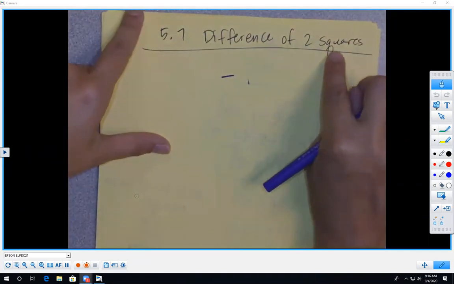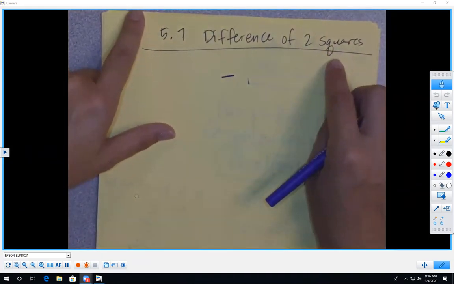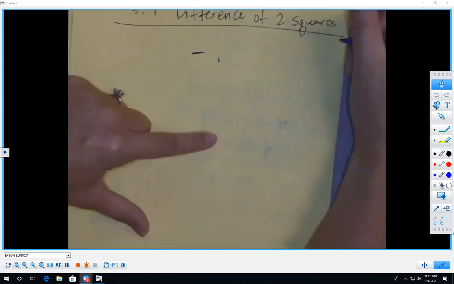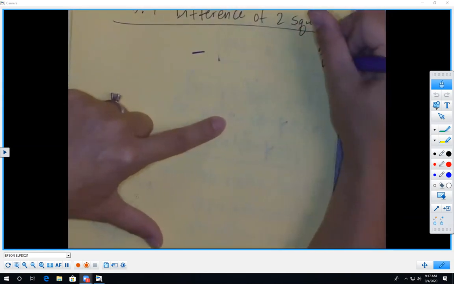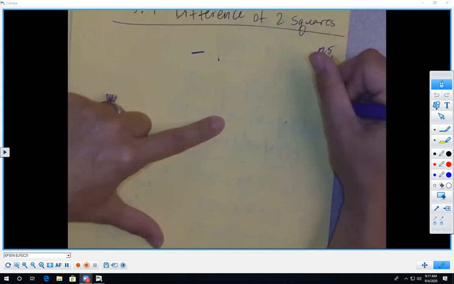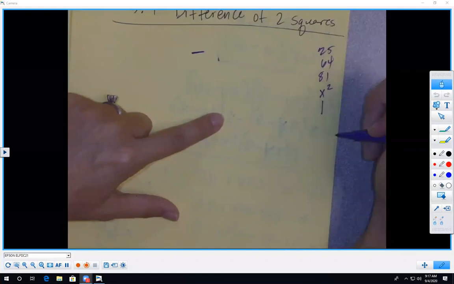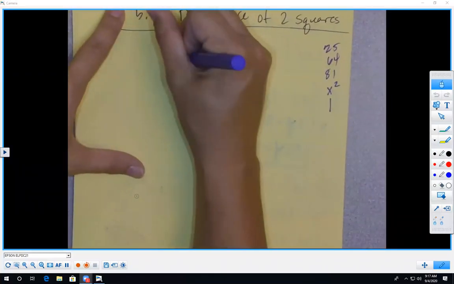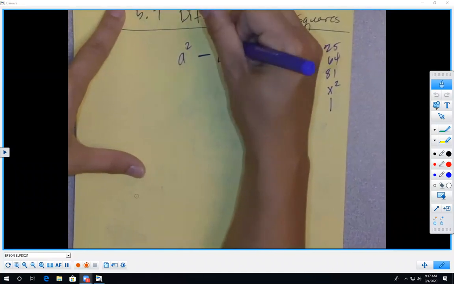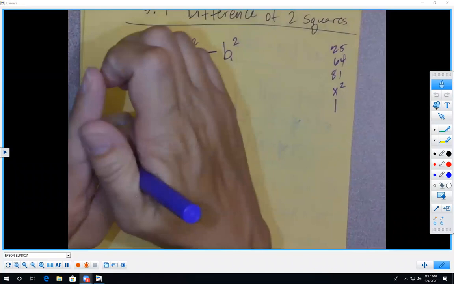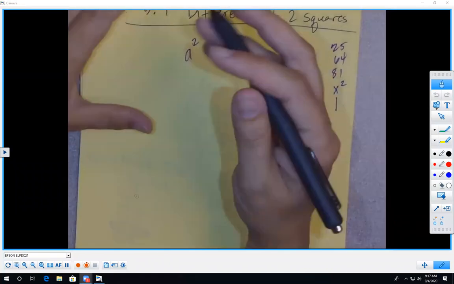What is a perfect square? Something you take the square root of, right? So like 25, 64, 81, x squared, 1, all those things you can take the square root of. So that's two things that you can take the square root of. So it's in the form of a squared minus b squared. So something squared minus something squared. This is what your problem looks like.